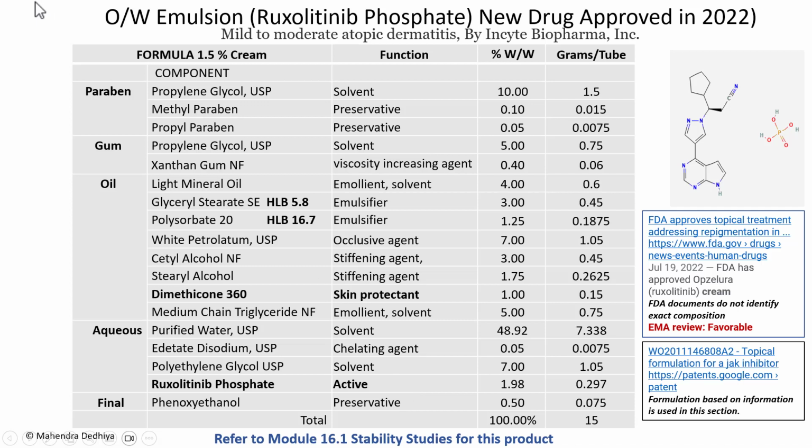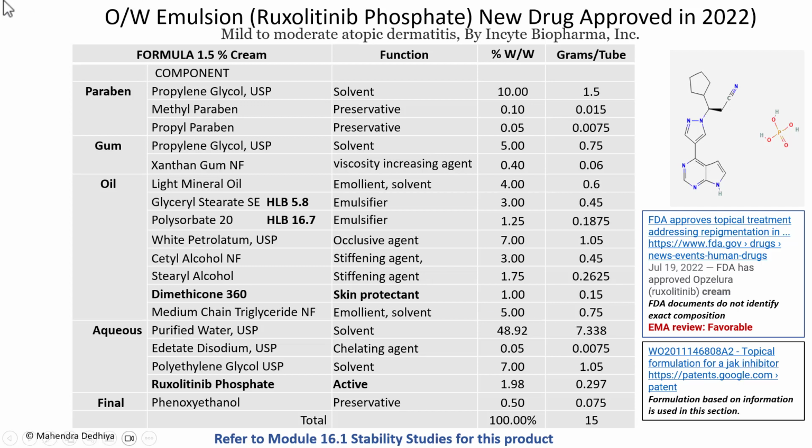Let's look at the oil and water emulsion of ruxolitinib. This drug was approved in 2022. It is a JAK inhibitor and indicated for atopic dermatitis. FDA documents do not identify the exact composition, and it's not implied that this is the exact composition that FDA approved. There is a separate literature that has formulation information, and that's used in this section.